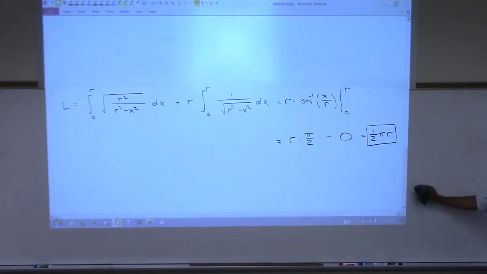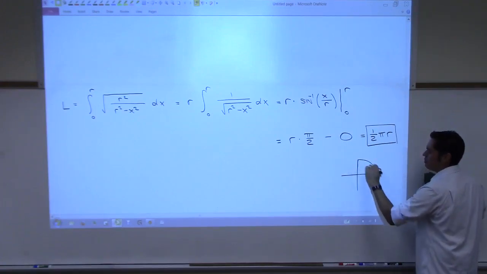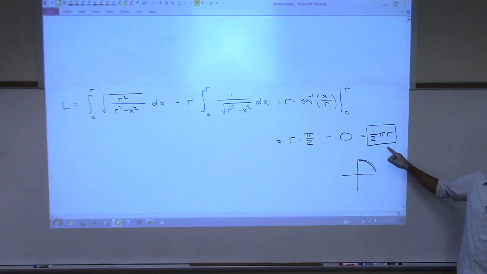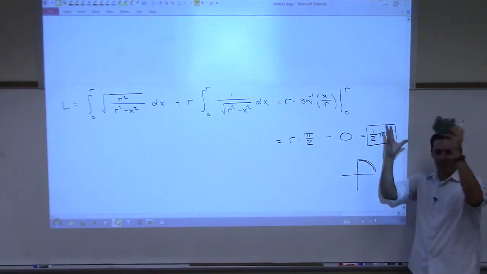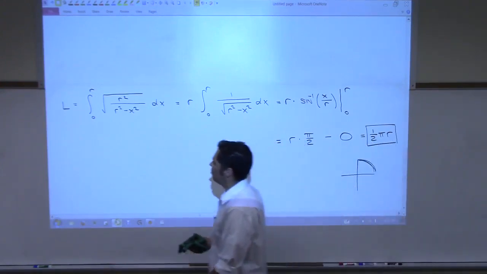So are we right? Yeah, that was, remember, that was only 1/4 of the circumference. So multiply that by 4, and what do you get? 2 pi r. Confetti? No? So we've proven that the circumference of a circle is 2 pi r.